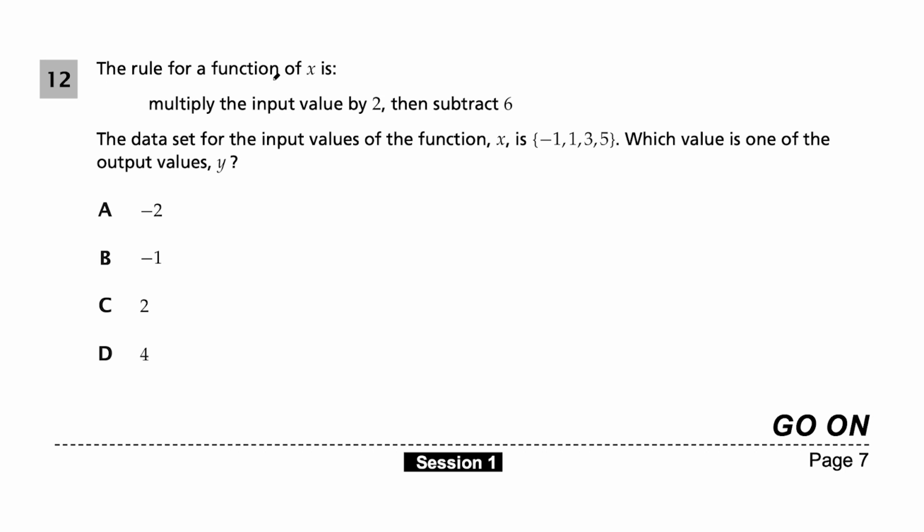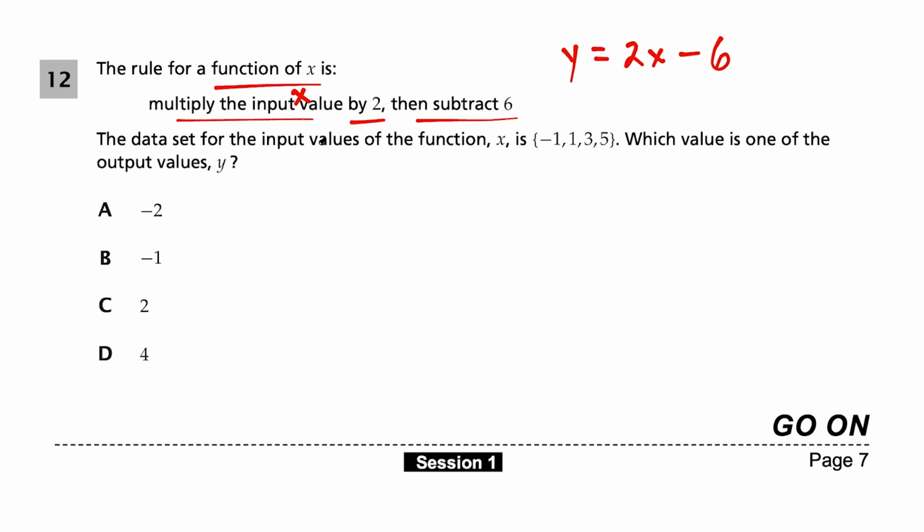Question 12, the rule for a function of x is we multiply the input value by 2, then we subtract 6. Now just remember, if it's a function of x, the input value is x. So our equation here we could say is y equals, we multiply the input value x by 2, so that would be 2x, then we subtract 6, so we'll tack on minus 6.